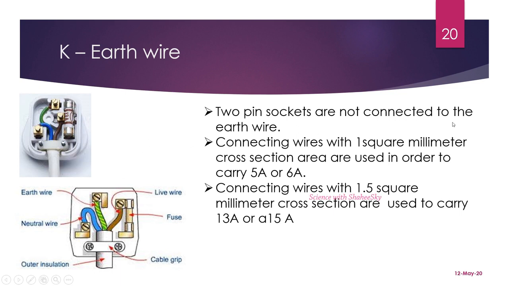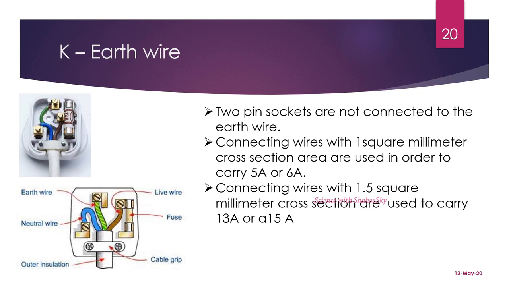Connecting wires with 1 square millimeter cross section area are used in order to carry 5 ampere or 6 ampere currents. Wires with a larger cross section area than this conduct 13 or 15 ampere currents. In 3-pin sockets, we can normally observe earth wires.